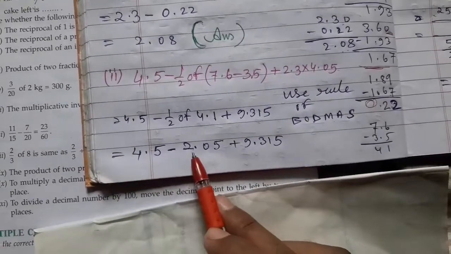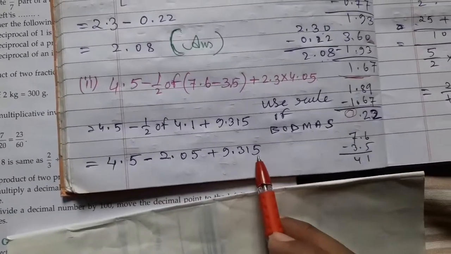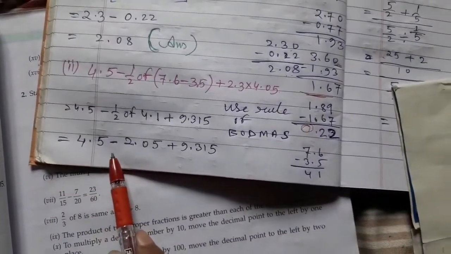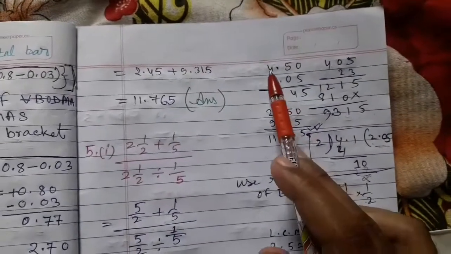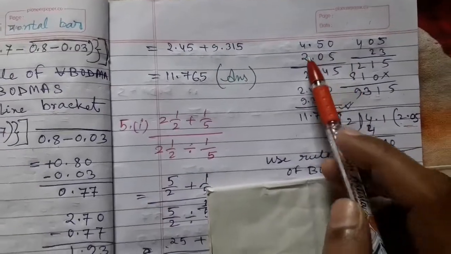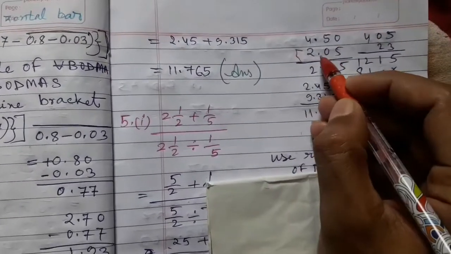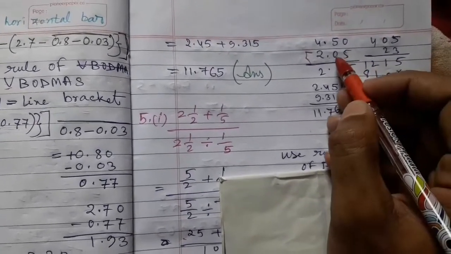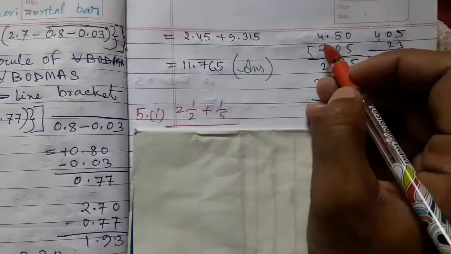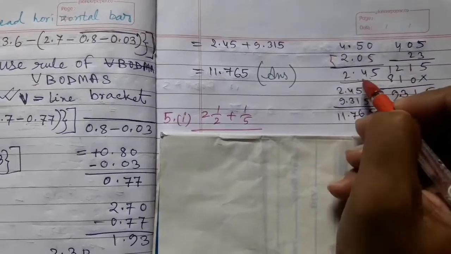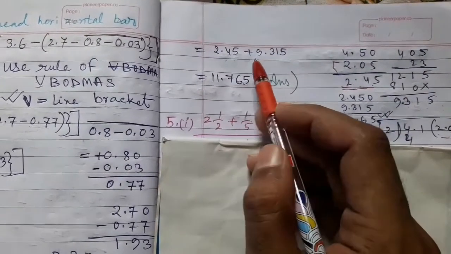4.5 minus 2.05 plus 9.315. Next, 4.5 minus 2.05. After the decimal there is 1 place in one and 2 places in the other, so we write the same places: 4.50 minus 2.05. 0 means 10, 10 minus 5 is 5, carry 1. 0 plus 1 is 1, 10 minus 1 is... 5 minus 1 is 4, 4 minus 2 is 2. 2.45.